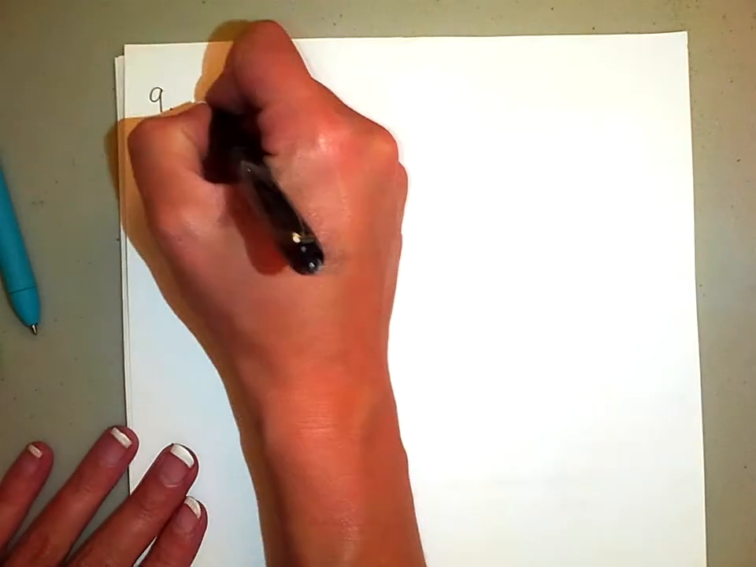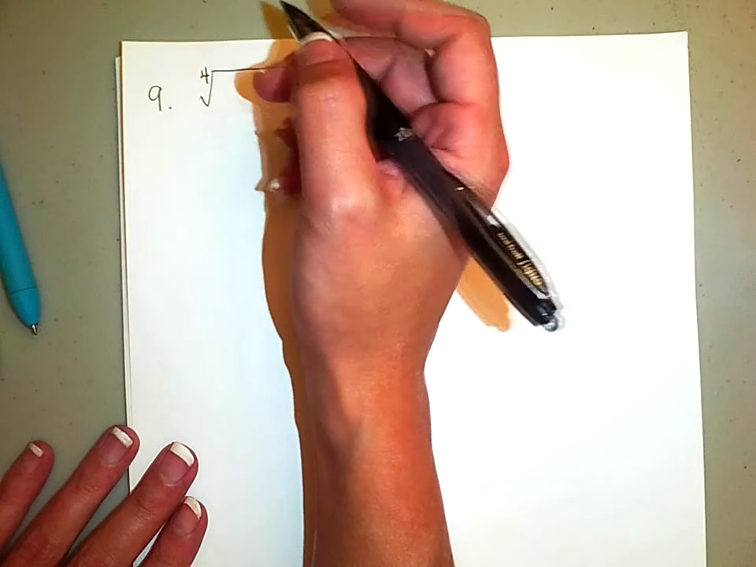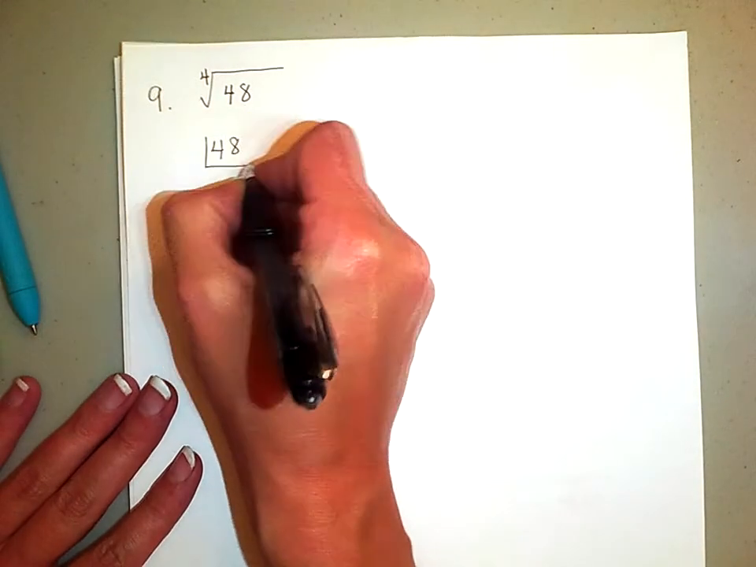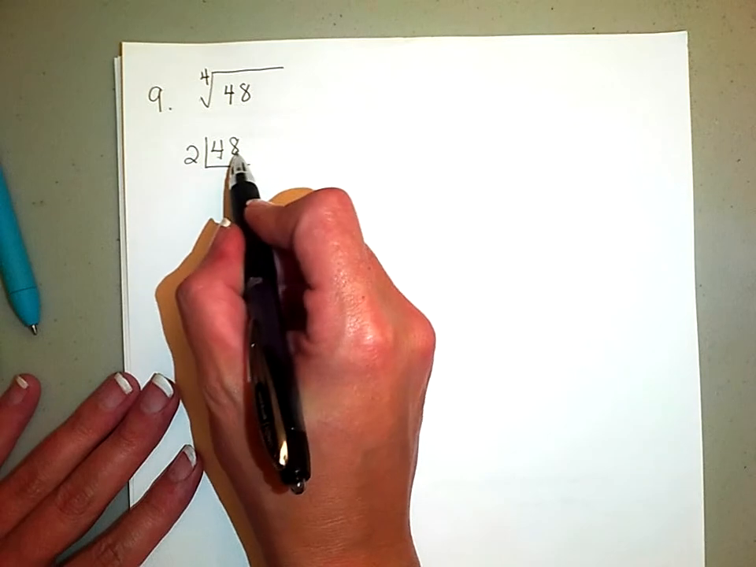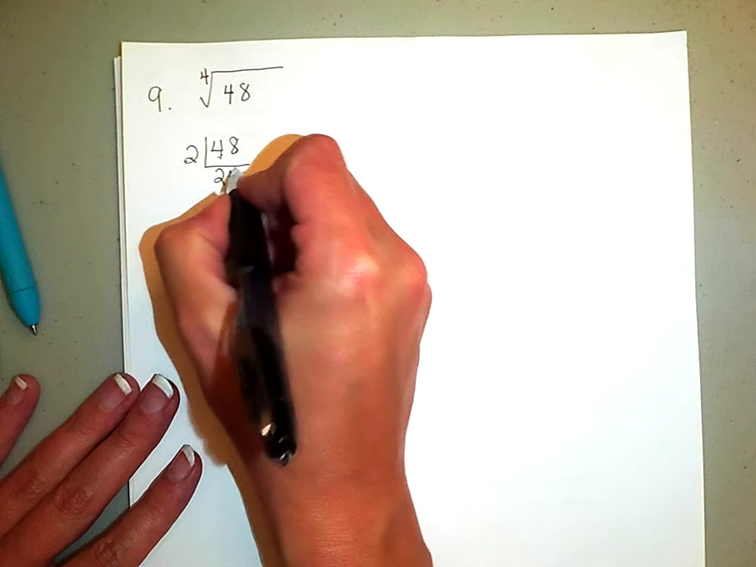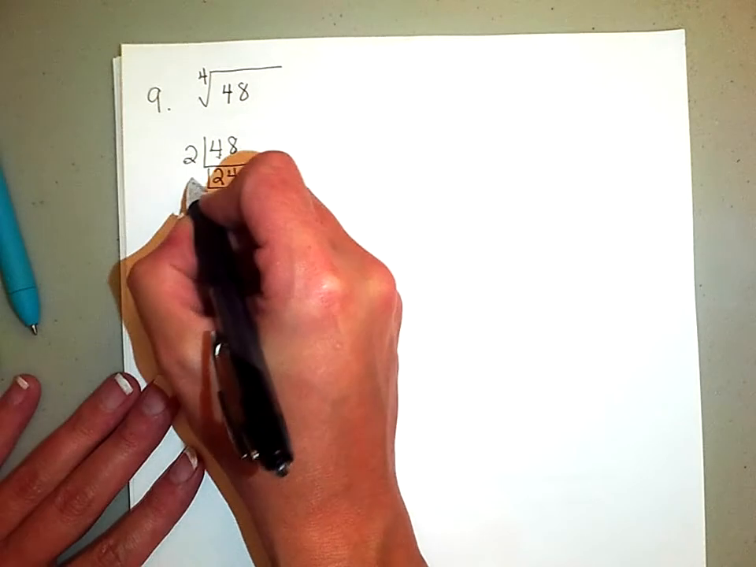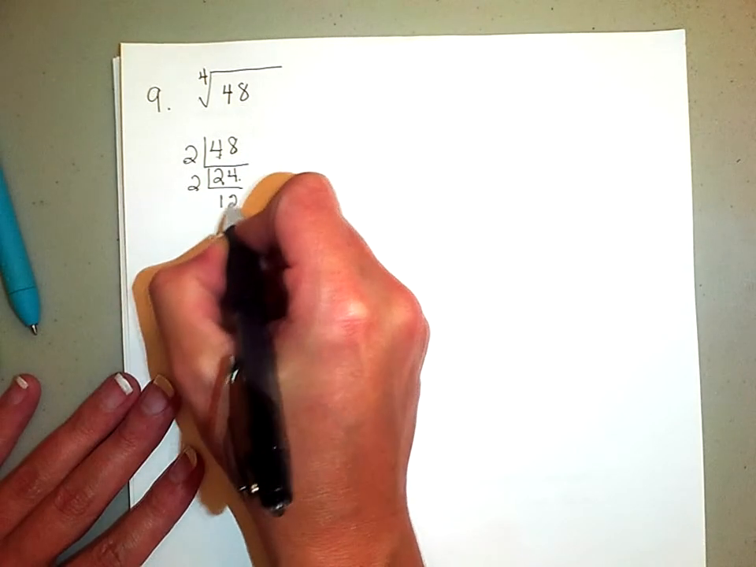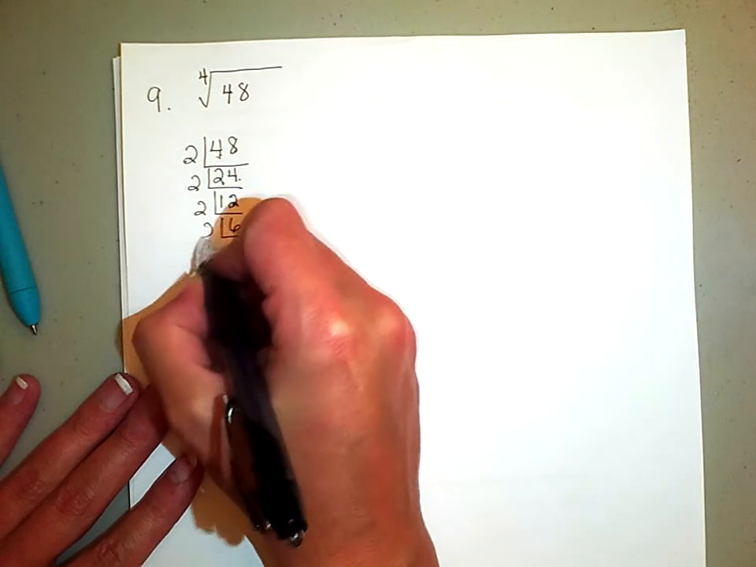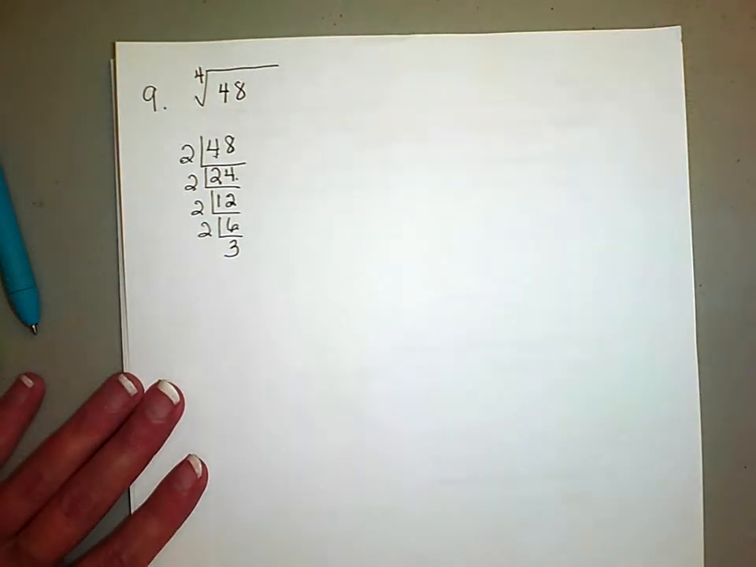Number 9. Now in number 9, we're looking at a 4th root. So what we will need is a group of 4's. So, first, prime factorization. 2 goes into 48 because it's even. 2 goes into 4 2 times, and 2 goes into 8 4 times. 2 goes into 24 12 times, and 2 goes into 12 6 times, and 2 goes into 6 3 times.